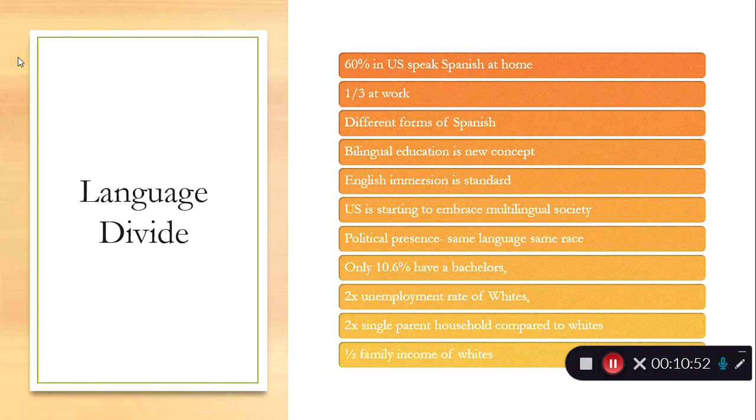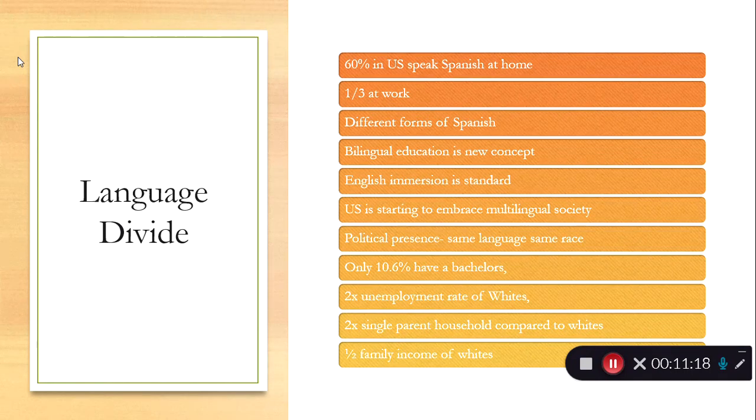So again, we talked about the political presence. People with the same language come together under the same racial category of Hispanic, which is a made-up word. It's just a pan-ethnic grouping of a bunch of people. It's not a biological race that makes any sense, okay? You do see disparities in education rates: 35% of people in America get bachelor's degrees, but only 10.6% of Hispanics. You've got to ask why.